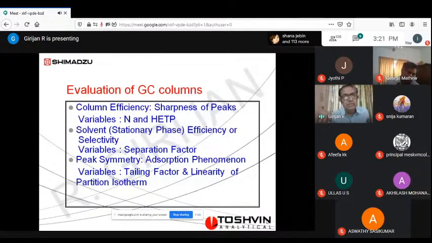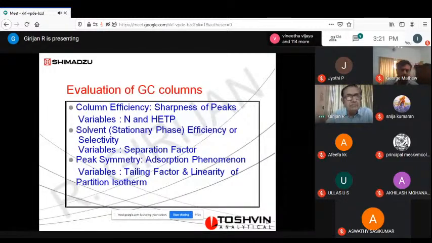That means if you divide the peak by a perpendicular, it should divide it into two equal halves. That's called a symmetrical peak, but many times you don't get it. And your observation is many times you get a tailing peak. Tailing peak means when you're dividing the peak by dropping a perpendicular, your second half width is slightly more than the width of the first half. And then we call tailing.